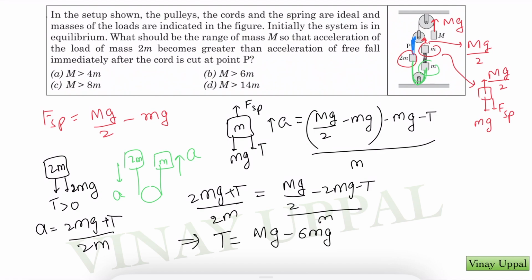But now this tension has to be greater than 0 as we saw. And therefore capital M has to be greater than 6m. And so my answer would be B here. So I hope you've understood this question and how to solve it.